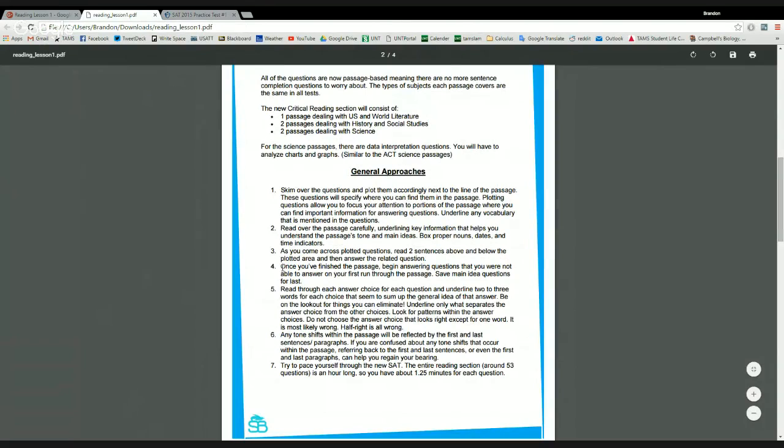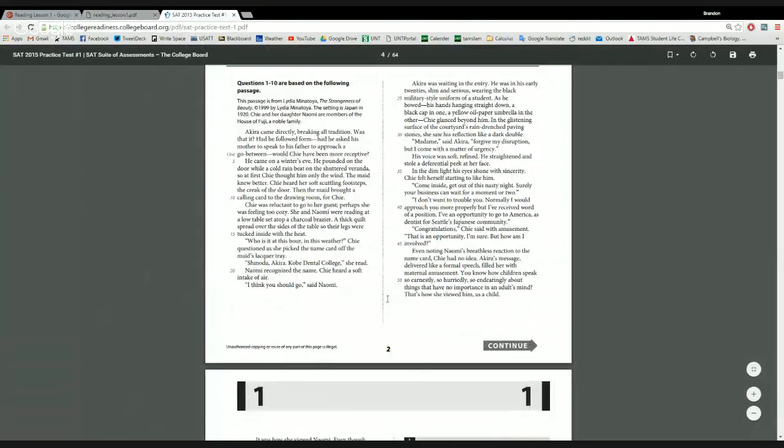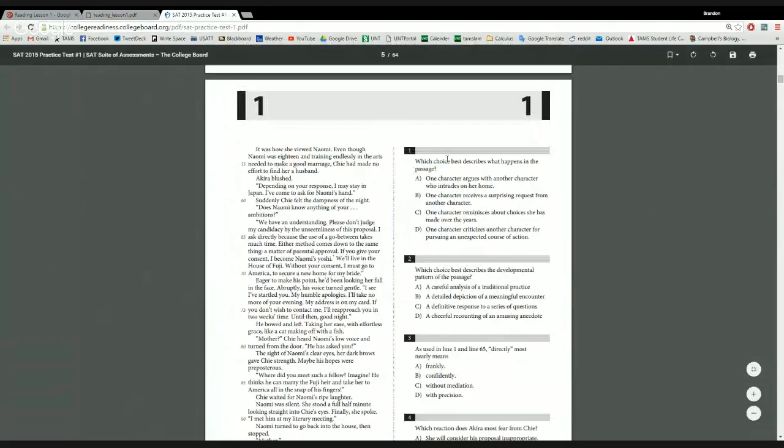Once you finish reading the passage, begin answering questions that you weren't able to answer on your first run through the passage. And make sure to save the main idea questions for last. So, for example, number 1 would probably be answered last because it asks for what exactly happened, which would be a main idea question.